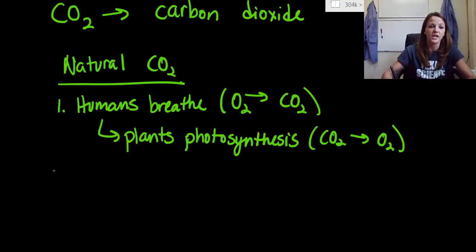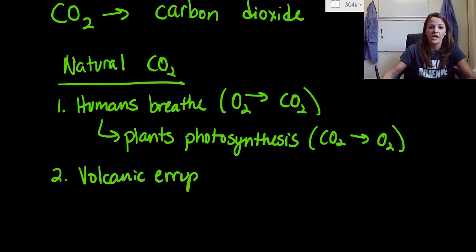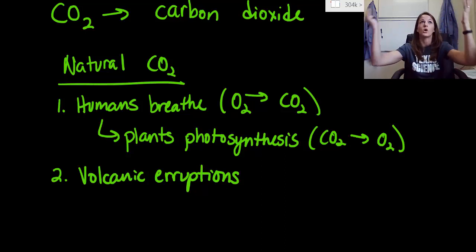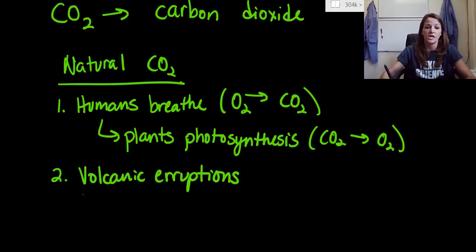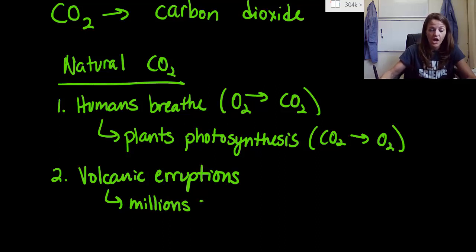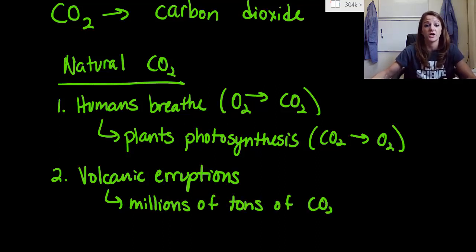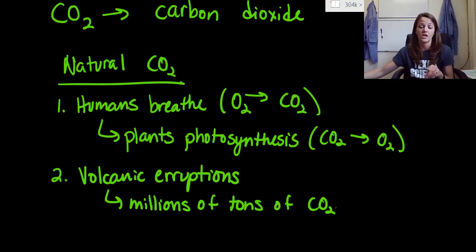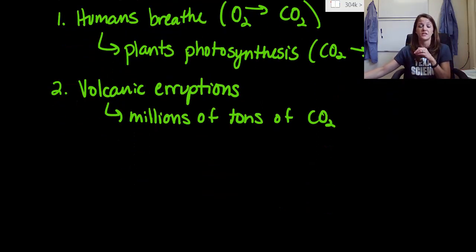All right, now a second cause of carbon dioxide is volcanic eruptions. When we have a volcano that explodes or erupts, it is putting millions of tons of carbon dioxide into our atmosphere, among other gases. I mean, it's not just putting carbon dioxide in there. There's ash, there's soot, there's a ton of other nasty stuff, but they are putting millions of tons of carbon dioxide into the atmosphere every single time it erupts.